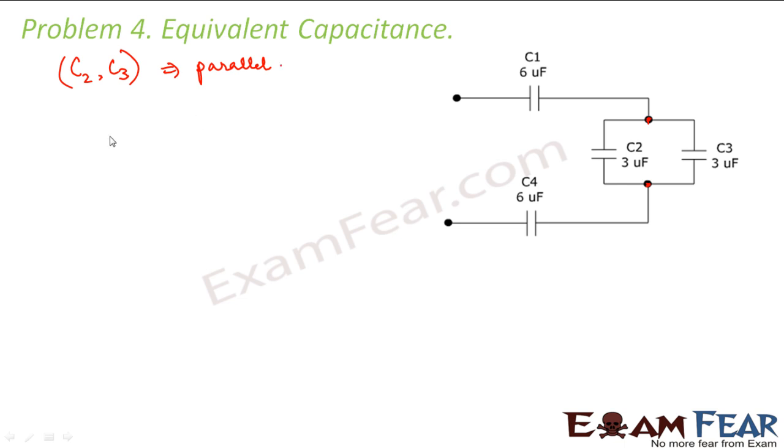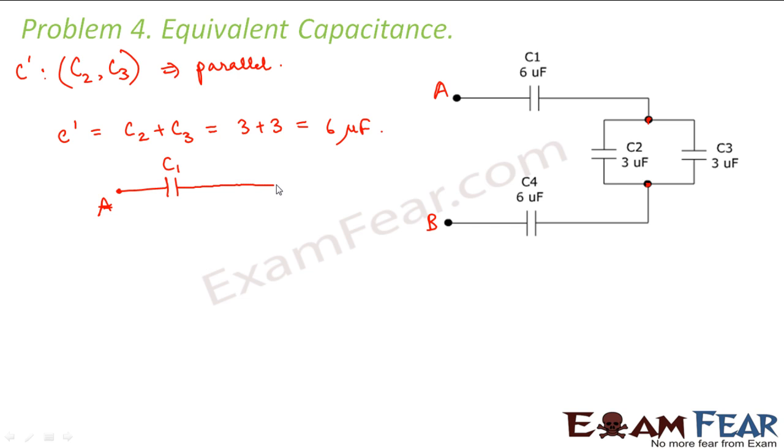So here C2 and C3 are in parallel combination, so let us call their equivalent capacitance C dash. So C dash will be equal to C2 plus C3, that is 3 plus 3, which is equal to 6 microfarads. Now we can redraw the circuit. Let us call this point A, this point B. From A we have C1. After C1, instead of these two, I draw C dash. And then I have C4.